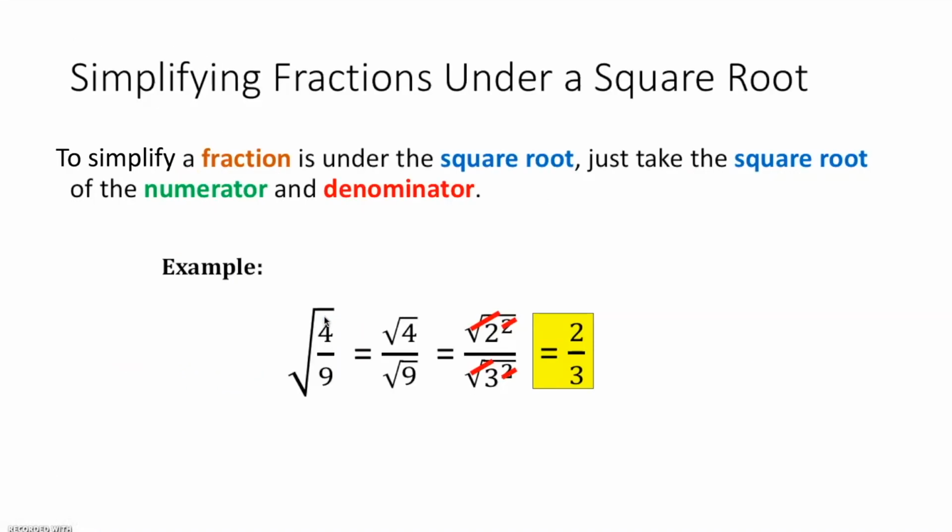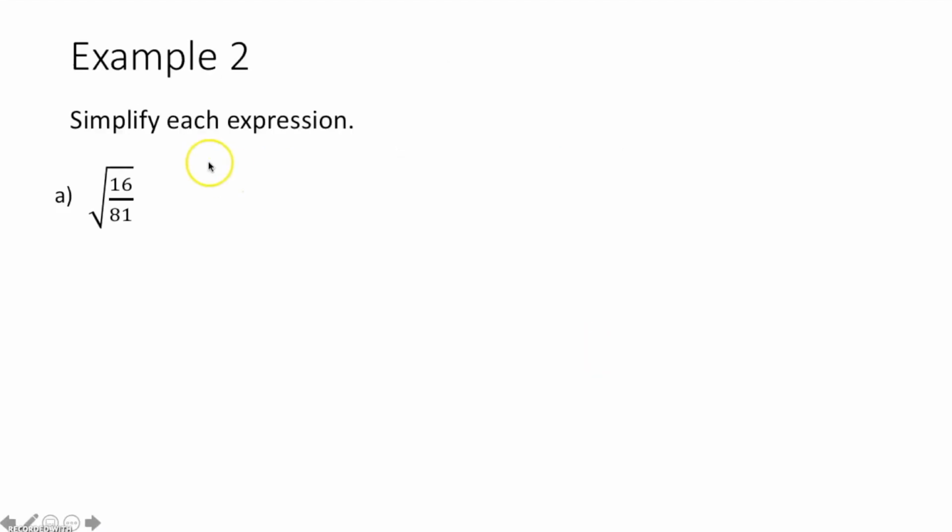Let's talk about simplifying fractions under a square root. So to simplify a fraction under the square root, just take the square root of the numerator and denominator. Everybody freaks out when they see the square root of a big fraction like this. All you have to do is just rewrite it so that it's not a big square root and a fraction. It's just the square root of the numerator and the square root of the denominator. Here, square root of 4 we know is 2. Square root of 9 is 3. That's all you had to do here. That's your answer.